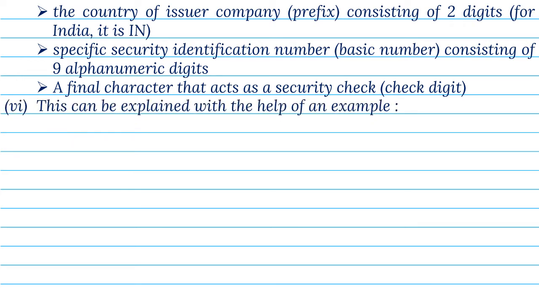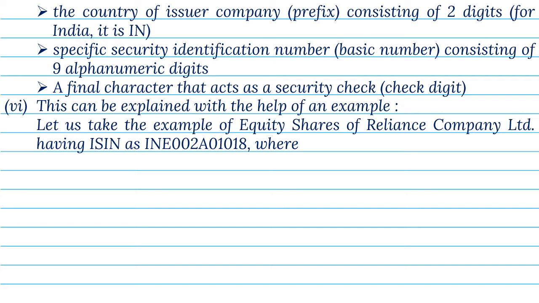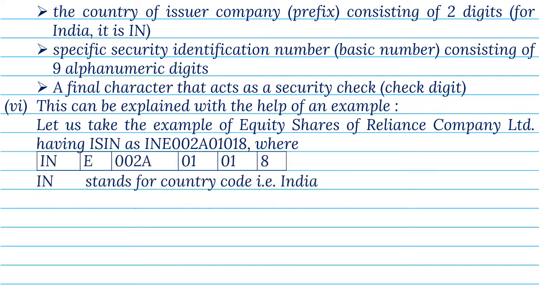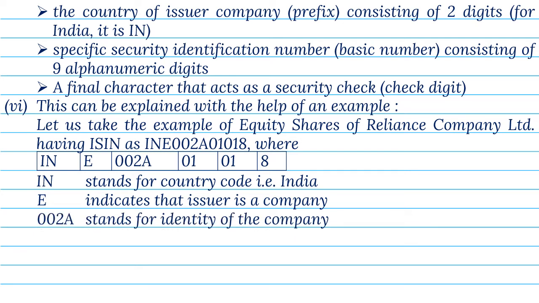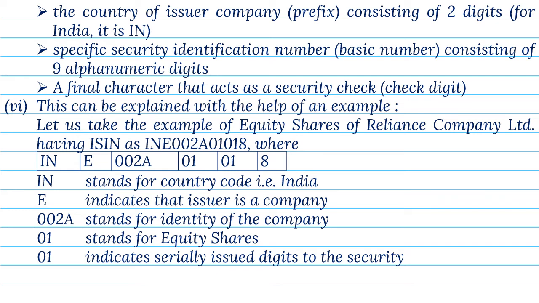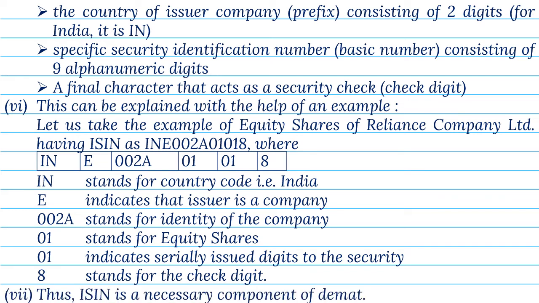6. This can be explained with the help of an example. Let us take the example of equity shares of Reliance Company Limited, having ISIN as INE002A01018, where IN stands for country code, that is, India. E indicates that issuer is a company. 002 stands for identity of the company. 01 stands for equity shares. 01 indicates serially issued digits to the security. 8 stands for the check digit. 7. Thus, ISIN is a necessary component of demat.